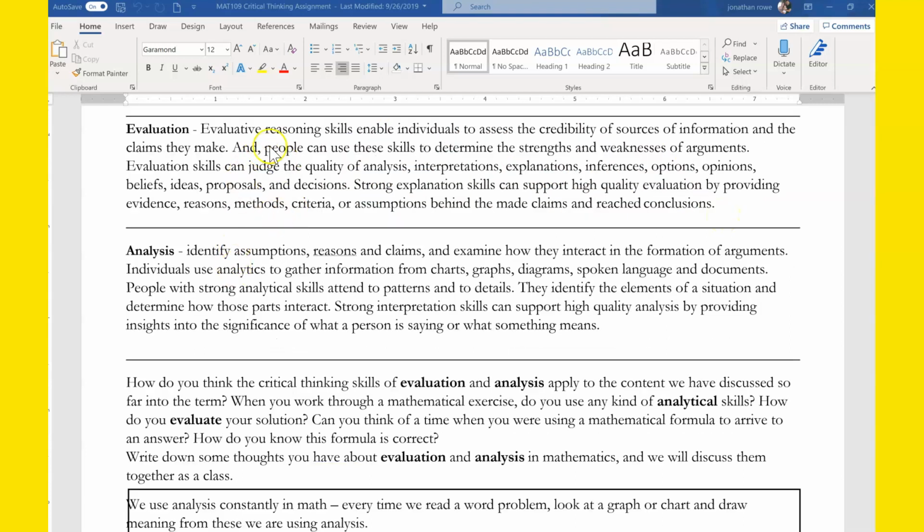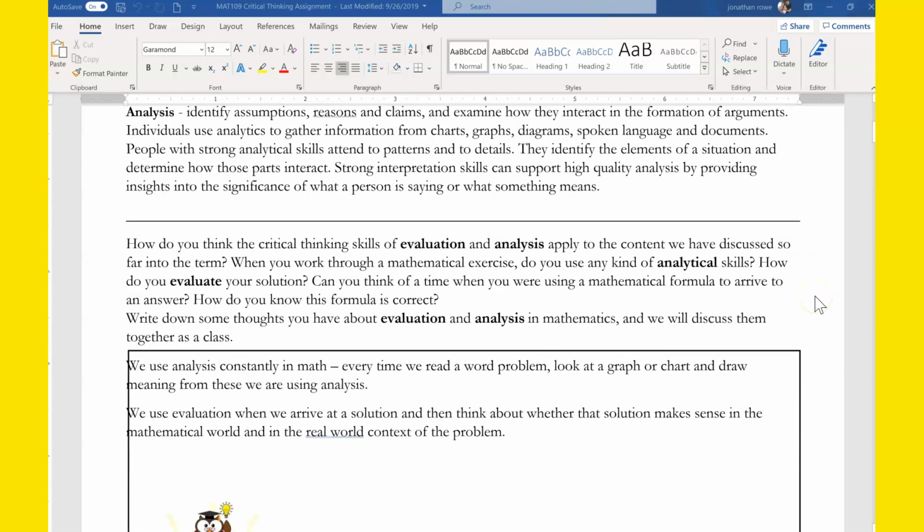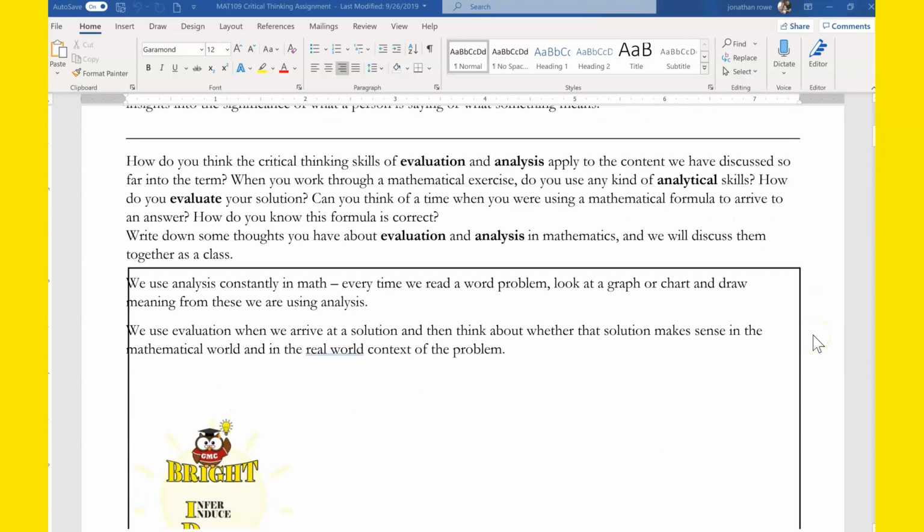So keep these descriptions of these two skills in mind as we go through this assignment, because you're going to be asked at what point in the assignment were you doing the skill of evaluation, and at what point in the assignment were you doing the skill of analysis.